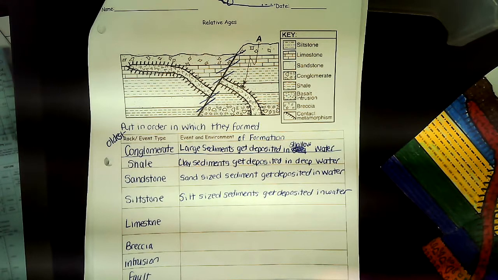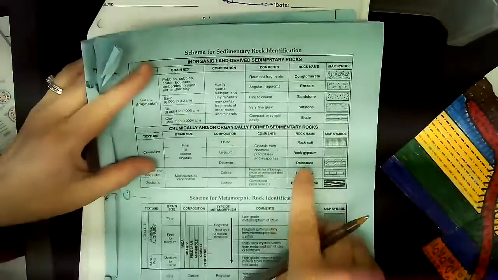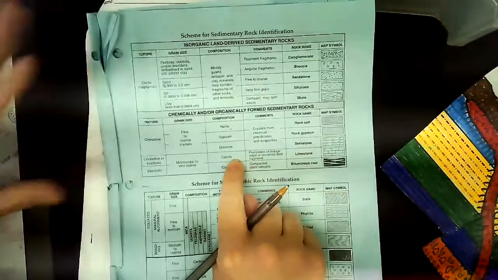How about limestone? What kind of rock? Sedimentary again. But this time it's not made out of sized sediments. What is it made out of? Calcite. Let me show you. Limestone is made out of calcite.